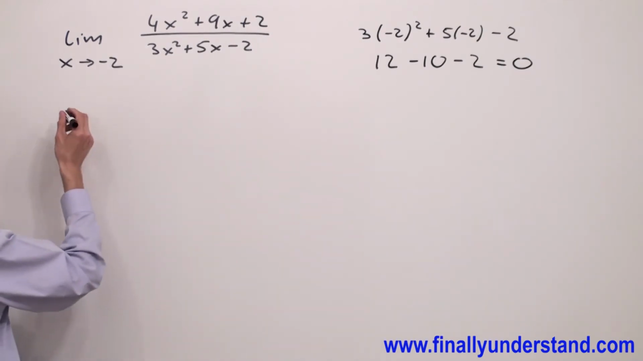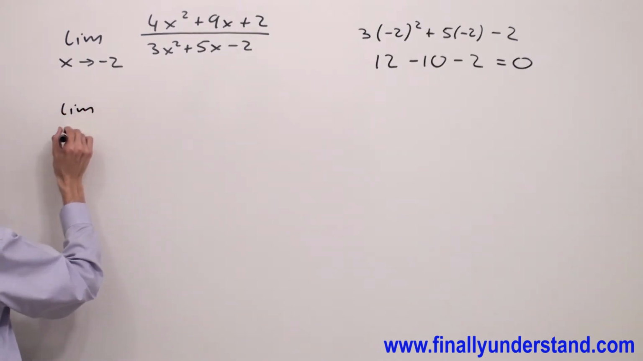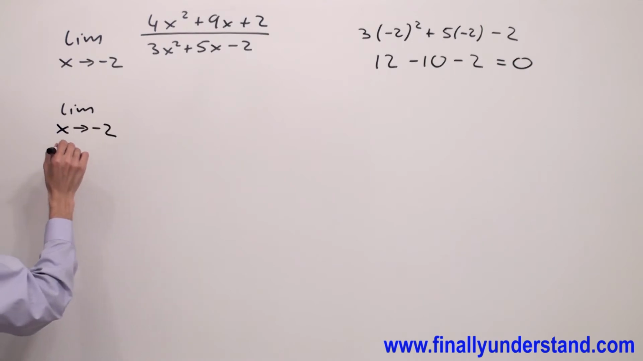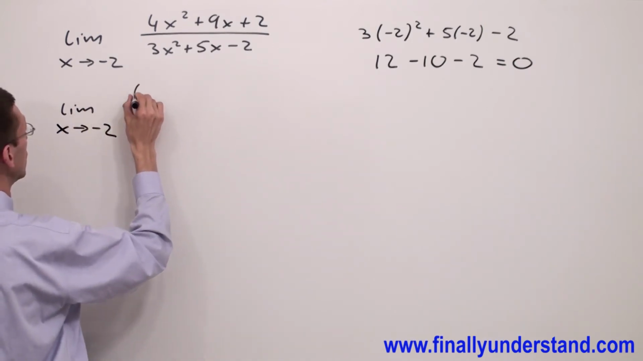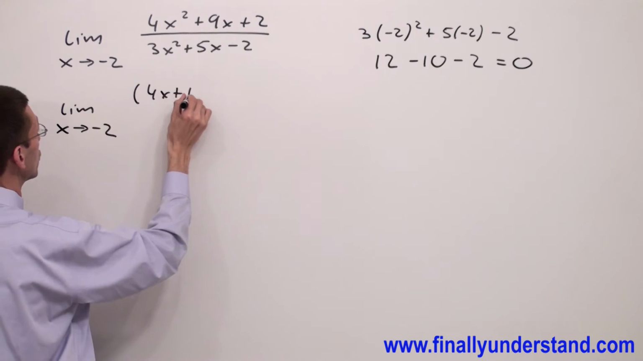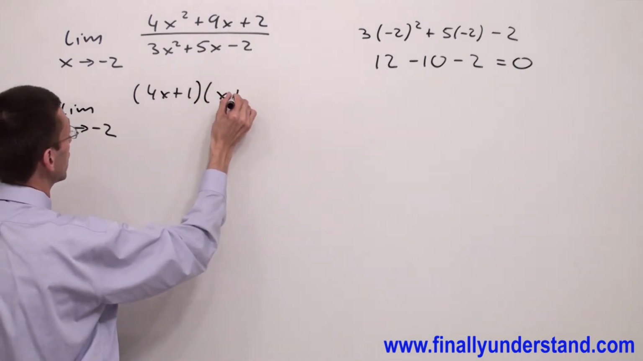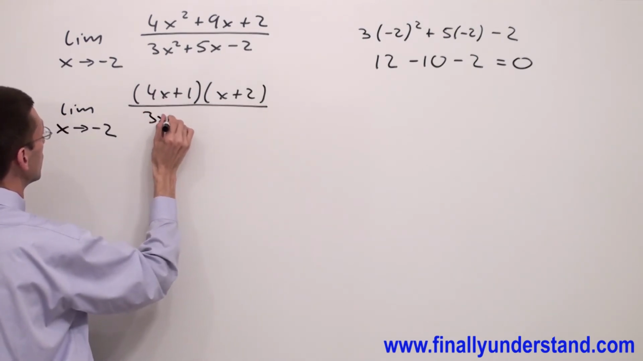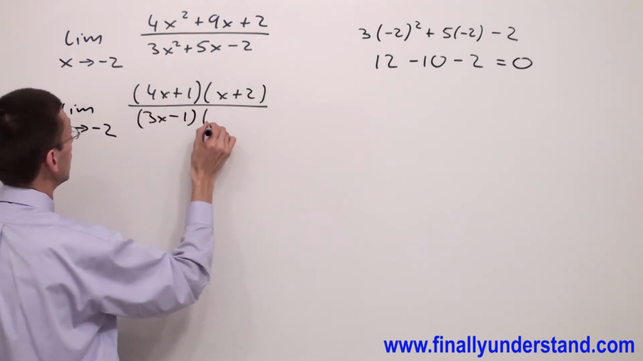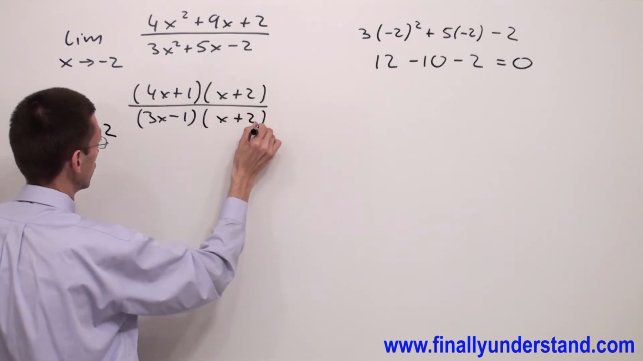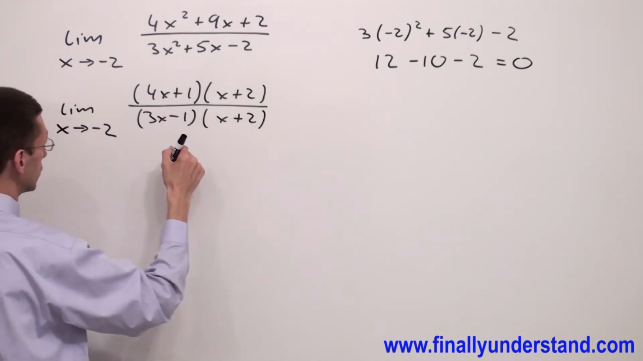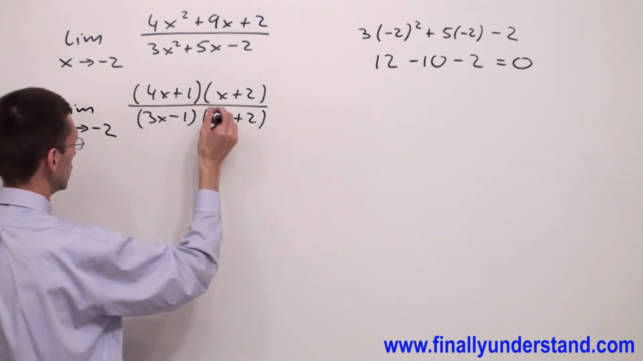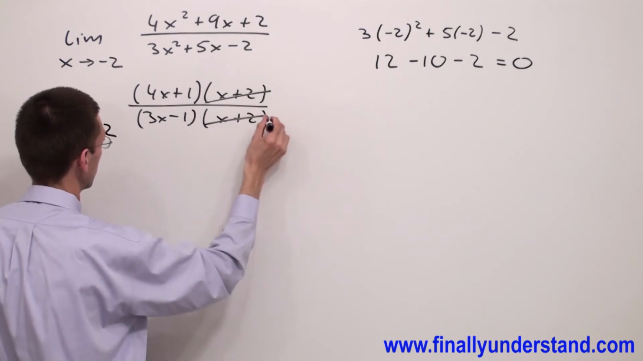So let's do factorization. Limit x is approaching negative 2, and if you are going to factorize the numerator, you are going to have 4x plus 1, and I have x plus 2. In the denominator, you are going to have 3x minus 1, and I have x plus 2. We have common factor for the numerator and denominator, x plus 2. Because I have multiplication, I can cancel them out.